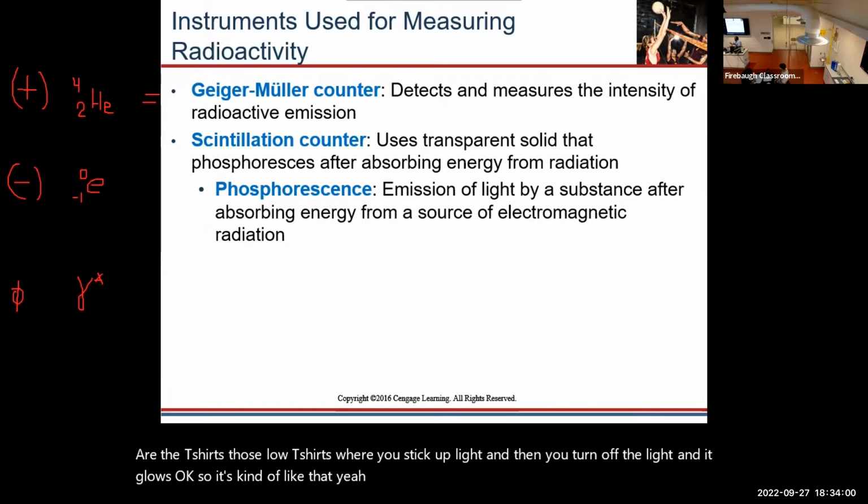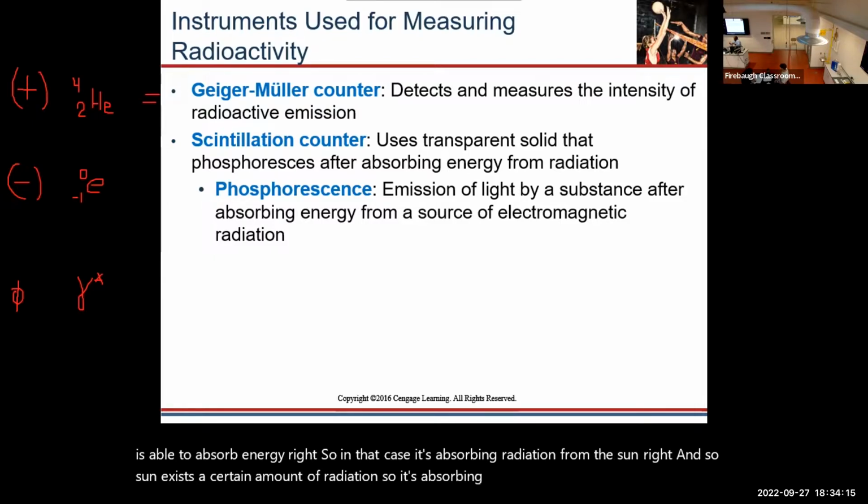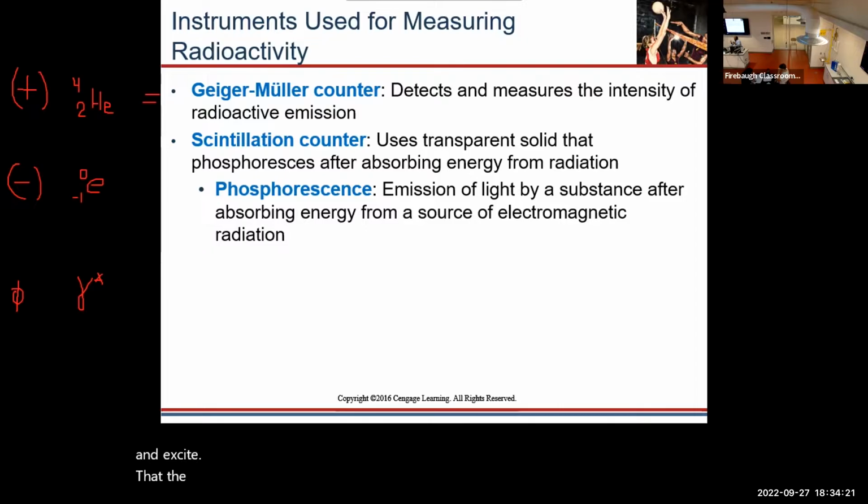So in other words, what happens is it's absorbing energy, right? In that case it's radiation from the sun, right? The sun gives off a certain amount of radiation, and that radiation sits there and excites the fluorescence. Pretty cool. It is. Yeah.